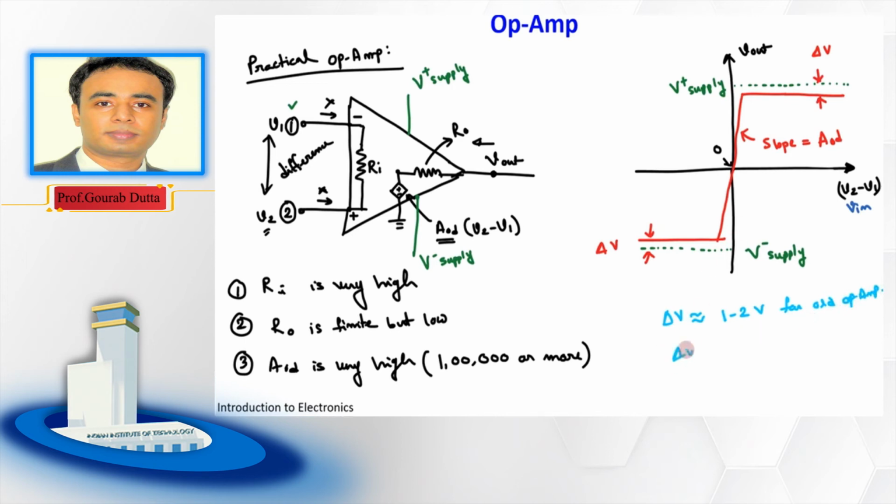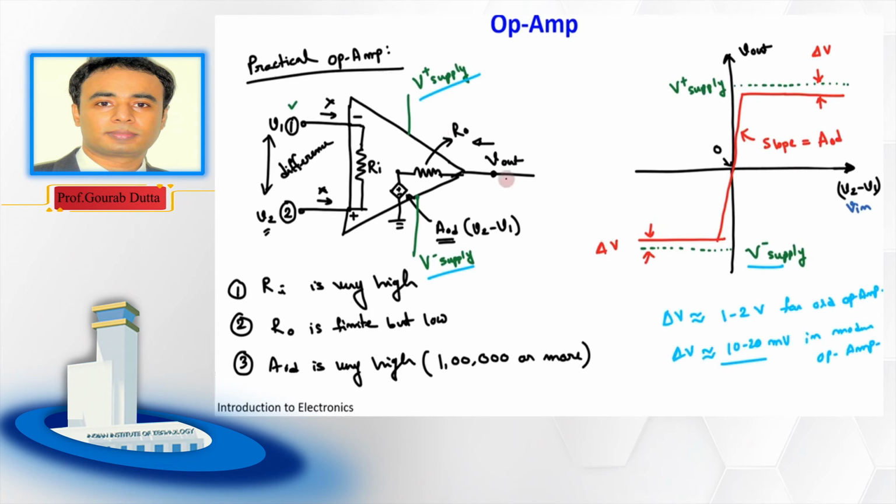And this delta V will be very small, maybe in terms of 10 or 20 millivolt, in modern op amps. Fine. So you can see from here that for modern op amps this output voltage is very close to that of the two supply voltages, either the positive supply or the negative supply. Is this fine?